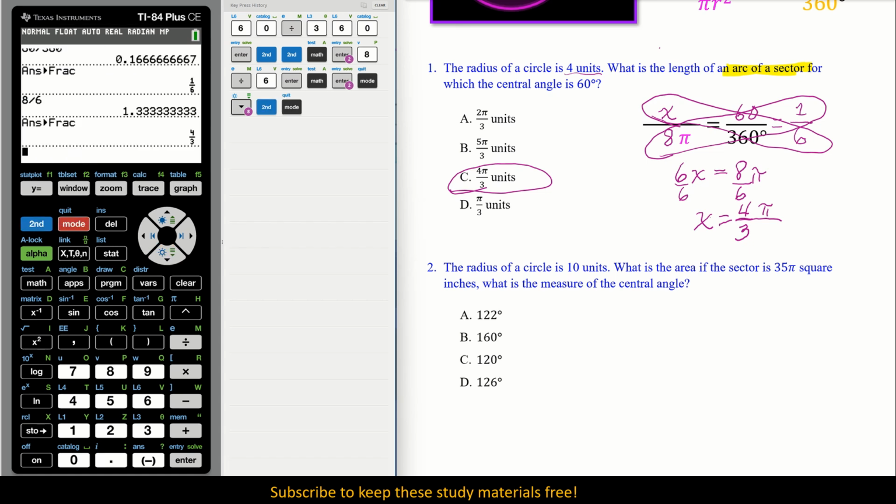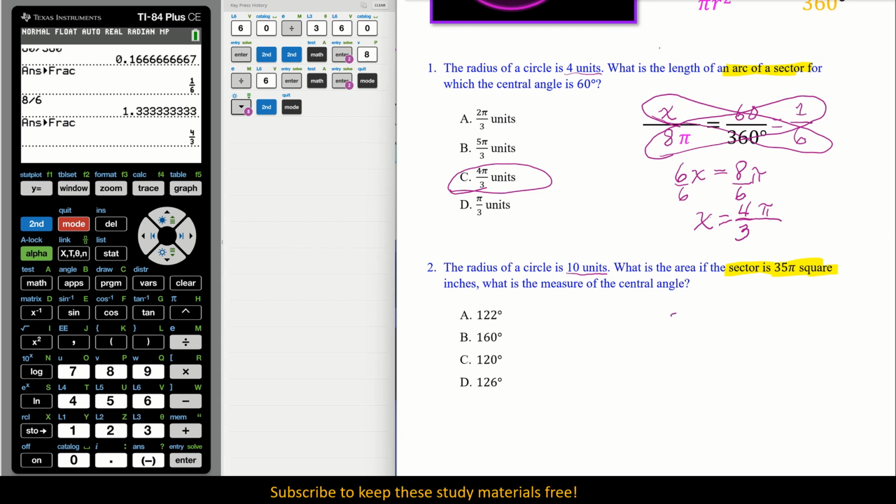Let's go to number 2. The radius of a circle is 10 units. What is the area of the sector, we're talking about the whole sector. It is 35 pi square inches. That implies area. So I'm going to go ahead and erase this. Let's highlight that. We are implying area of the sector. So let's go ahead and set that up.